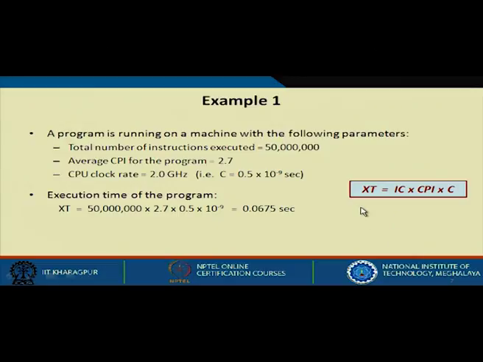And as we know, the execution time is IC into CPI into C, and all those values are provided here. So, we get XT as this multiplied by this multiplied by the clock period or clock cycle time, which comes to 0.0675 second.